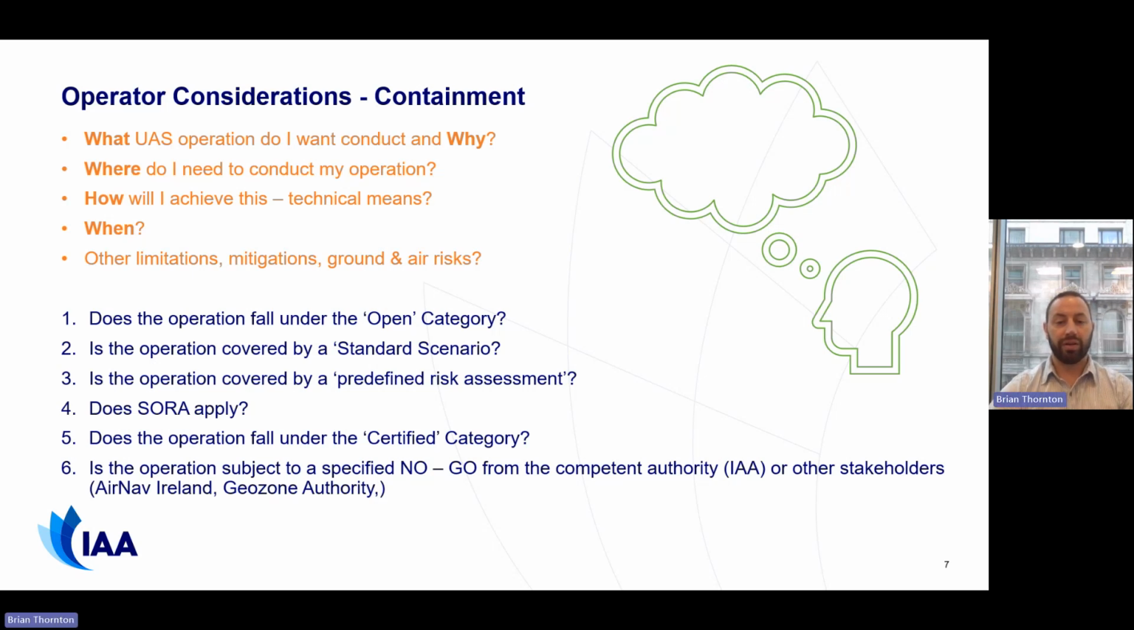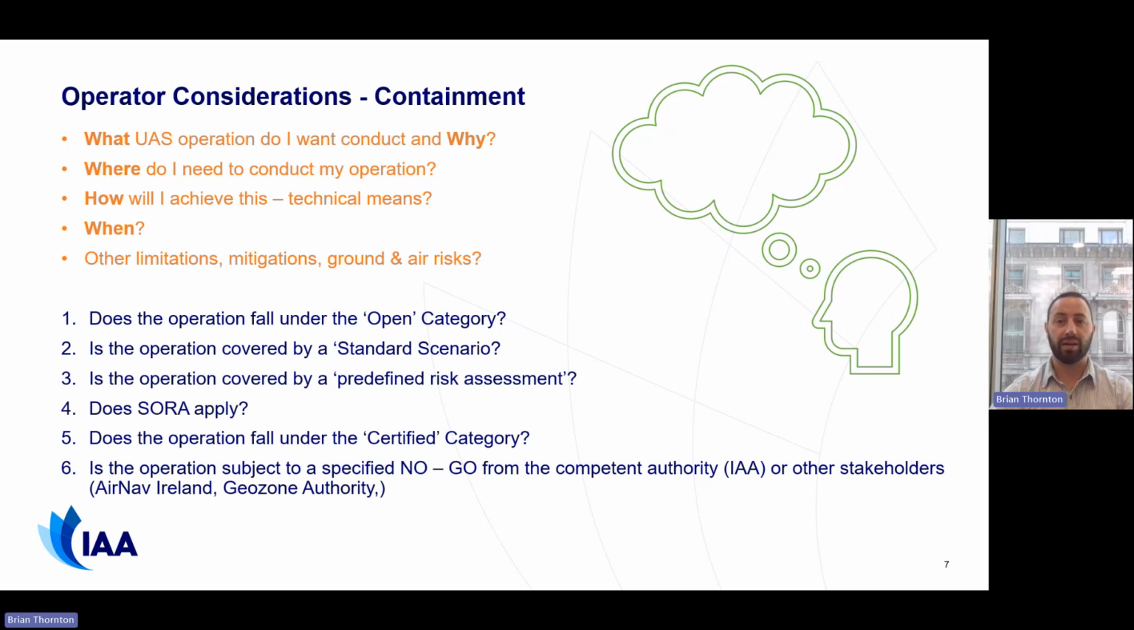Does the operation fall in the certified category? Probably not, but maybe in the future it will. And then lastly, point 6 there: is the operation subject to a specific no-go from the competent authority or other stakeholders, for example, AirNav Ireland, GeoZone?